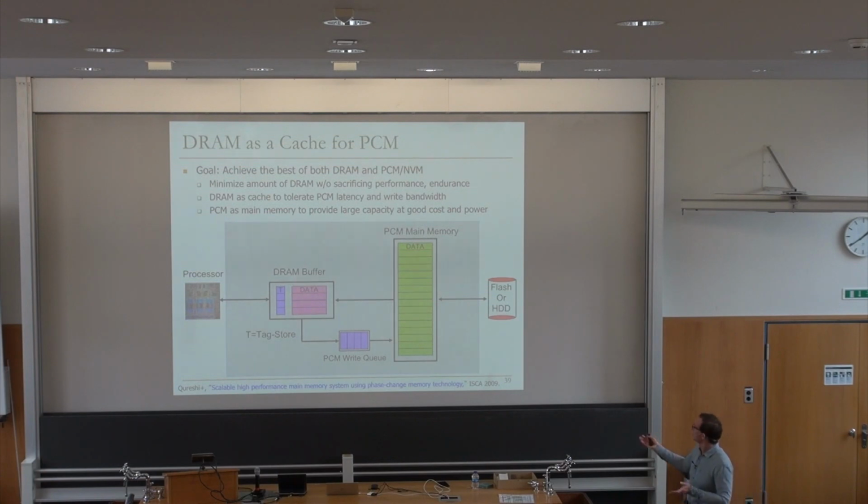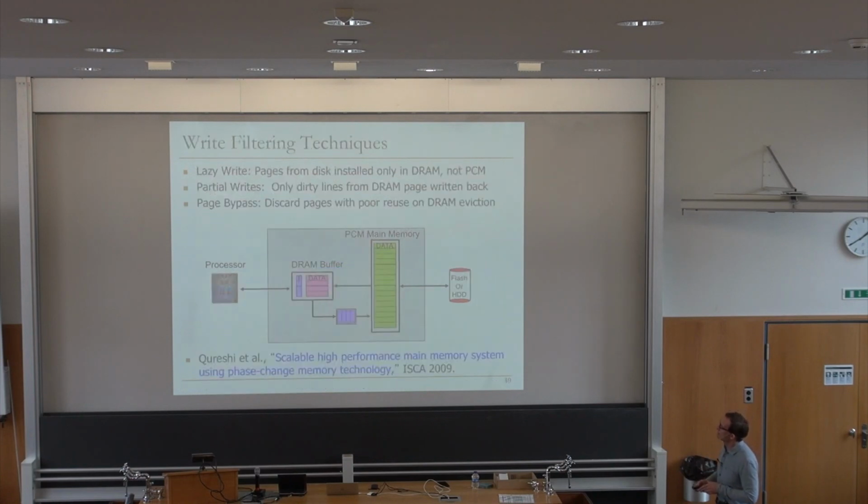So basically, the system looks like this. You basically have a hybrid memory system before flash or hard disk drives over here. So you have a DRAM buffer, and the DRAM buffer is essentially a cache, so there's a tag store associated with it. We're going to look at the design of it later on. And then a write queue over here. Okay. So how do you actually manage this DRAM buffer? There are some ideas over here.